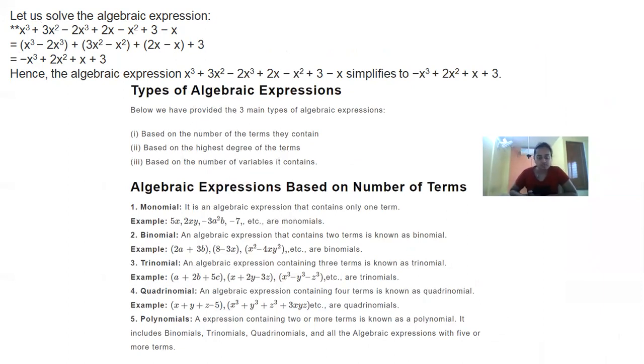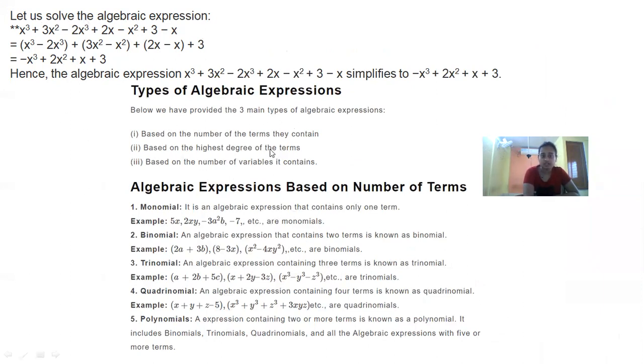name of the algebraic expression. Next is based on the highest degree of the terms, that is, here you have x cube, x square, x, and x to the power 0, that is the constant. So highest order is 3. So based upon the degree, highest degree of the terms, again you can classify them based on the number of variables it contains. Here you are having only one variable. If suppose you have 2 or 3 other variables, you will be naming it in a different way, right? So 3 different ways are there. The first one is based on the number of terms it is containing. Second one is the highest degree of terms it is containing, and the third one the number of variables it is having. Okay, so next is algebraic expressions based on the number of terms.